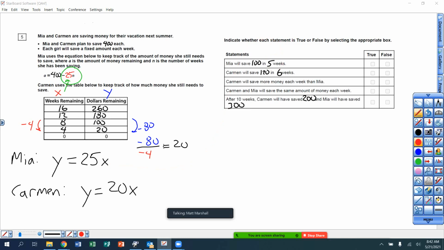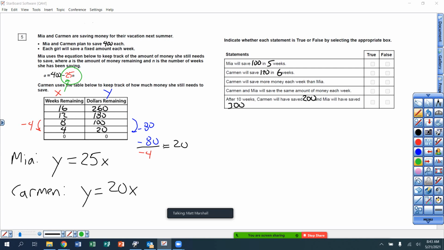For the next one, for Carmen, for 6 weeks, you're going to take that 6 and plug it right there into Carmen's equation. For you to see if Carmen is saving more money than Mia, you're going to compare the slopes. If Carmen's number in front of X is bigger than Mia's number in front of X, that means Carmen's saving more. If Carmen's number in front of X is less than Mia's number, that means Carmen's saving less. If these numbers are equal, that means they're saving the same amount. And then this is a double.